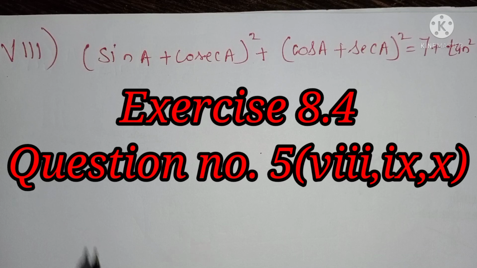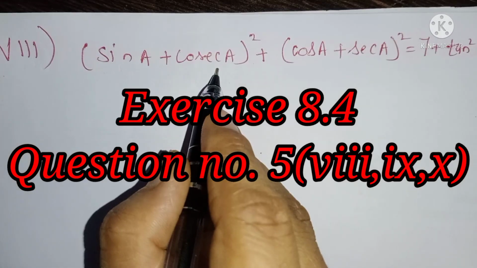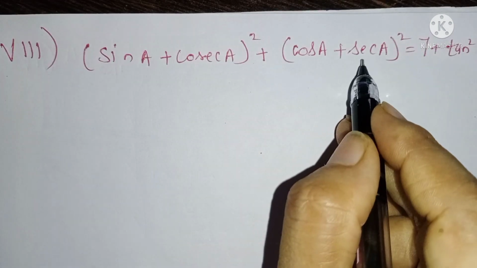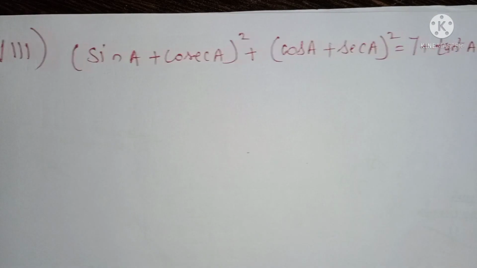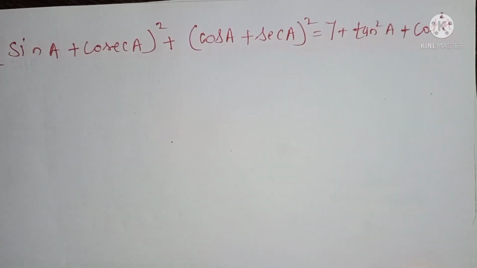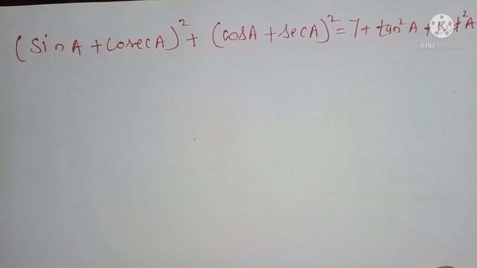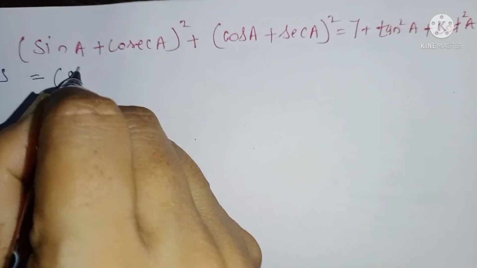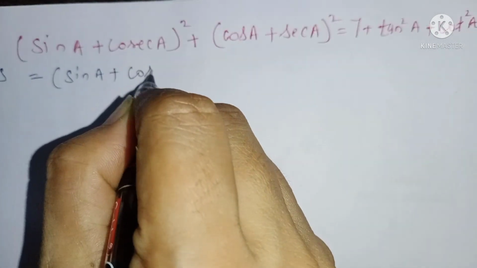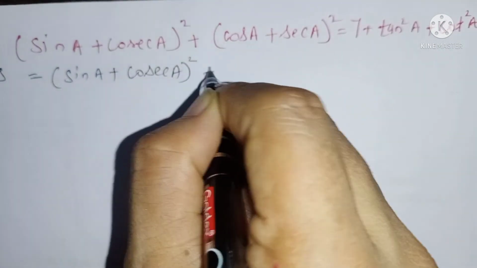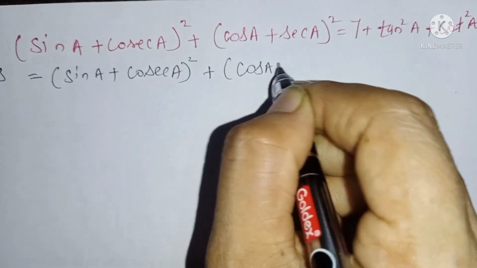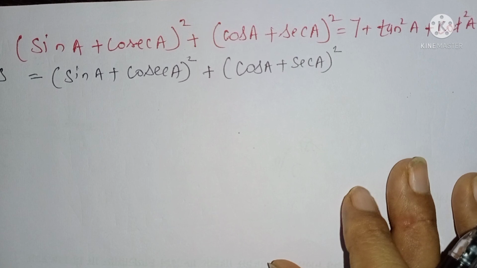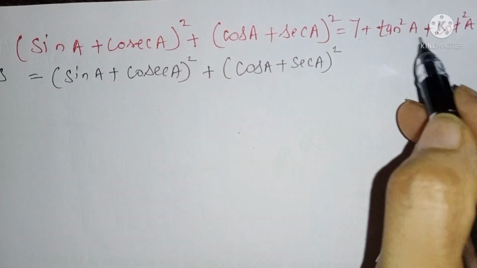Let's begin the 8th sum. (sin a + cosec a)² + (cos a + sec a)² = 7 + tan² a + cot² a. So let's consider LHS. We have (sin a + cosec a)² + (cos a + sec a)², and we have to solve, and our RHS is 7 + tan² a + cot² a.